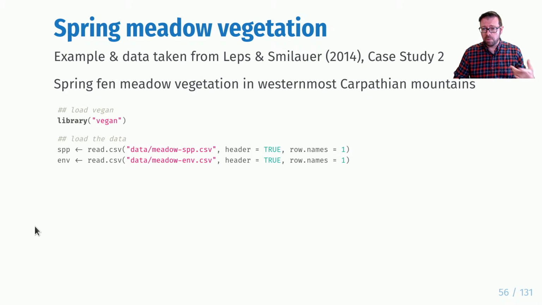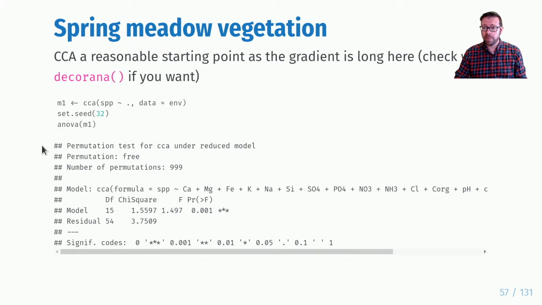Okay, so to do this, we're going to load vegan, and we're going to load data from the repo. That's why you have to be running it in the base of that zip folder that you downloaded and extracted, because it's going to load data from the data folder. They're just CSVs. There's a little bit of cleaning up we have to do. We have to tell it we've got some headers and that the row names are in the first column. We're going to load the species data into an object called sp and the environmental data into an object called env.